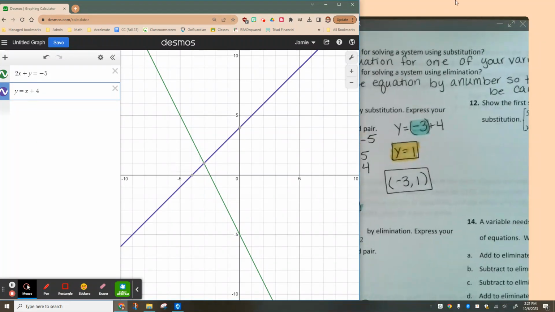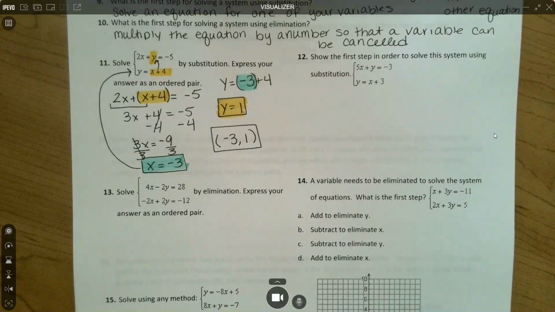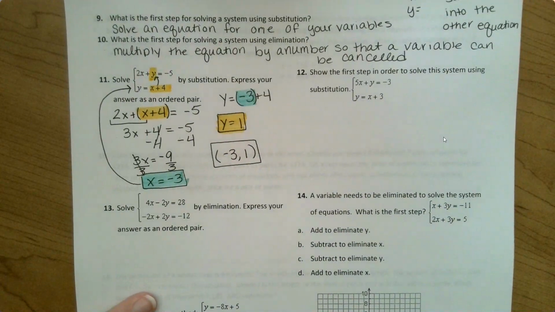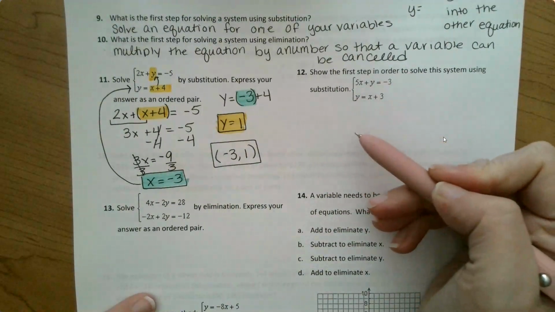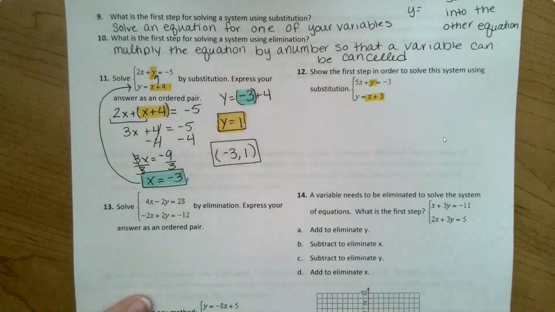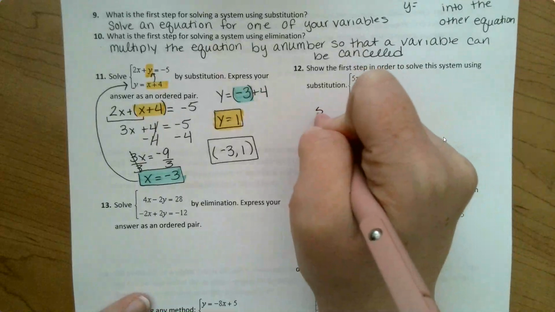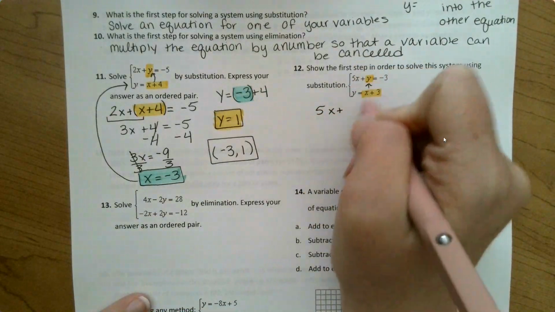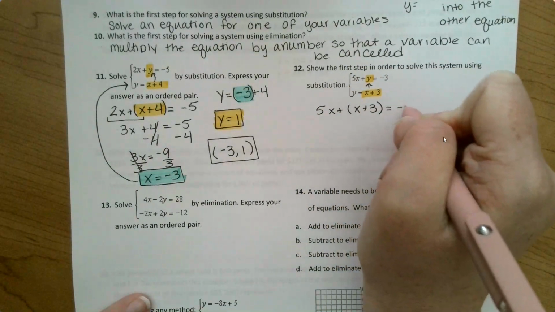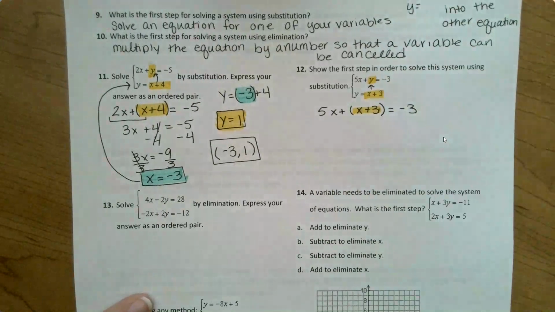Okay. So I'm going to try to move a little bit faster so that I don't get cut off a second time. Number 12, we want to show the first step in order to solve this system using substitution. Well, we already have y solved here, and we're going to plug it in up here. So we have 5x plus, instead of y, we're going to put in x plus 3 equals negative 3.